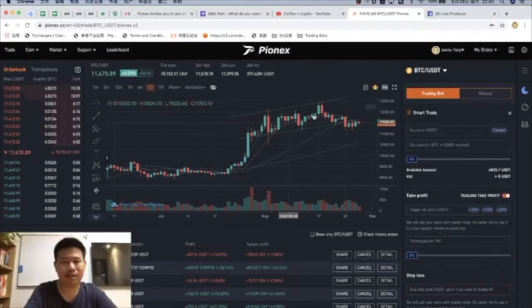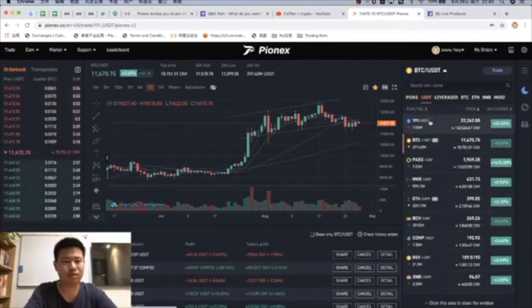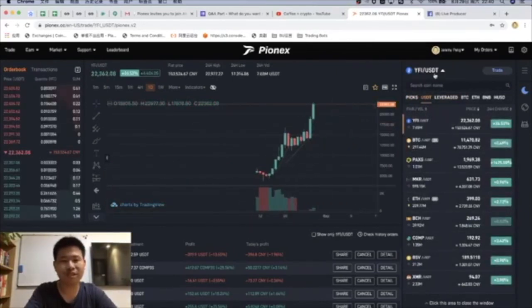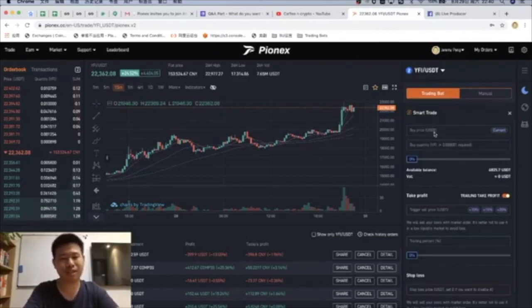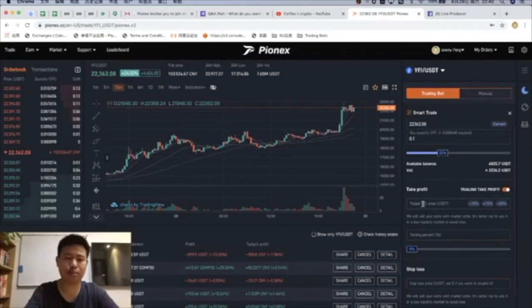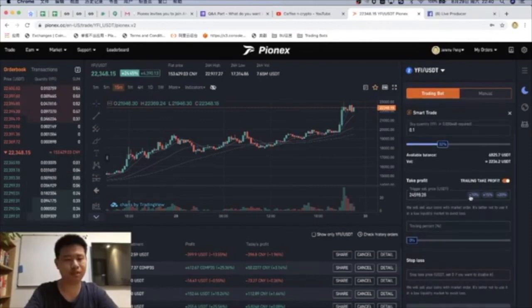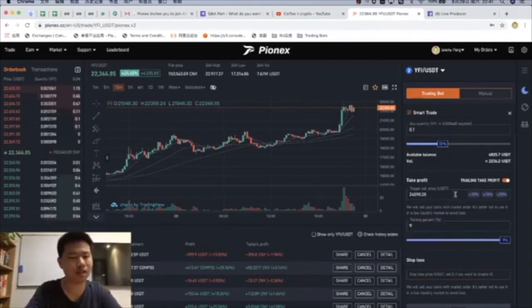So maybe you think the Yearn, Binance Coin is pumping, so you just want to make profit from it. So you can set the buy price, maybe the current price, and then you want to buy 0.1 coin, and then you want to take profit at 10%. You need to set the price, you can tap this. And the trailing percent will be 10%. No, you can only set a lower percent than this one. That means you can always make the profit from it.